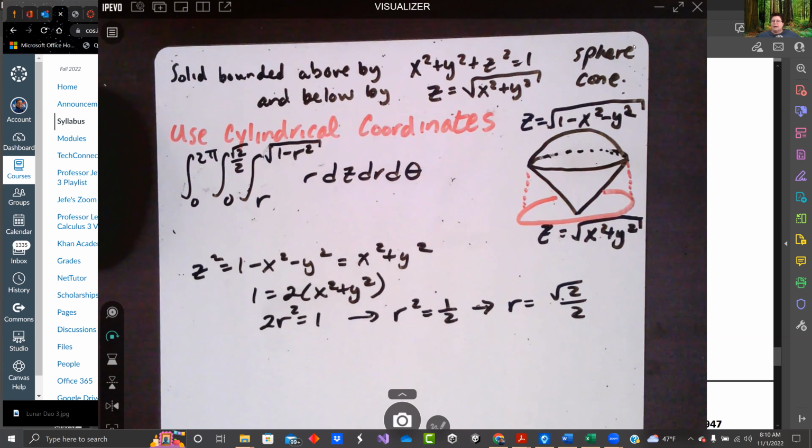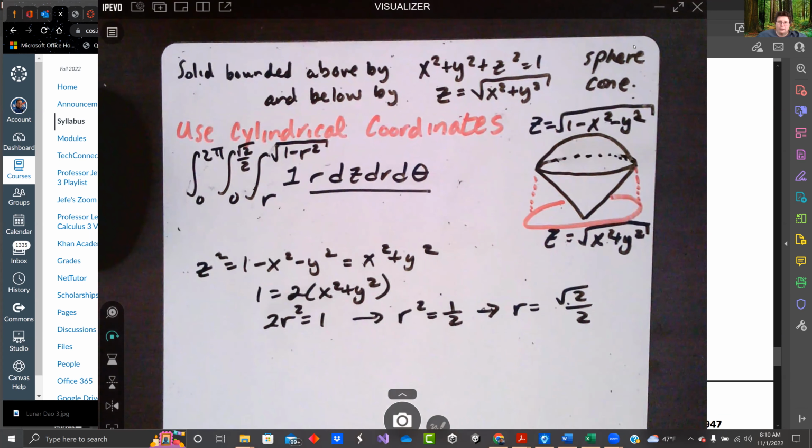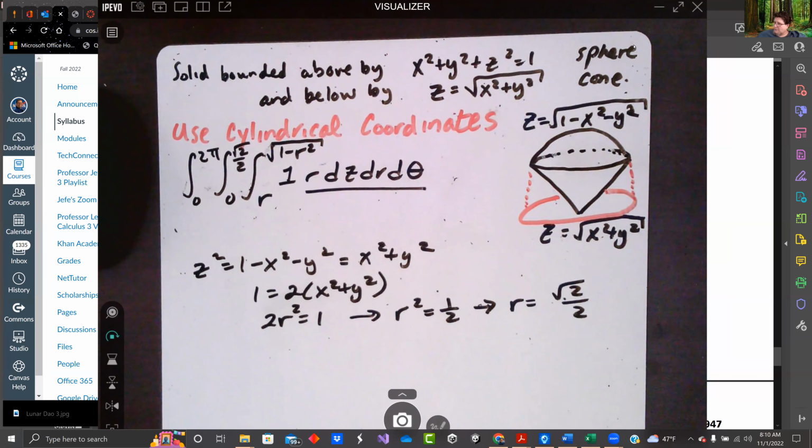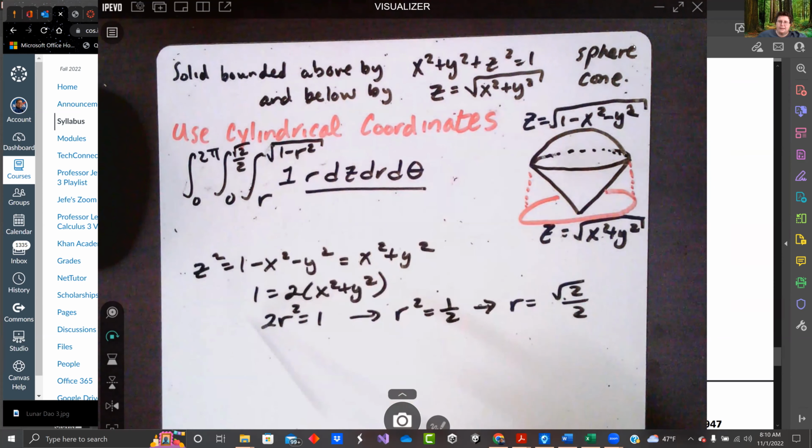We have a surface that's bounded above by the sphere x squared plus y squared plus z squared equals 1, and below by the cone z equals the square root of x squared plus y squared. We want to do this in cylindrical coordinates for the practice. So how do we go about doing it? It's a volume, so the function is going to be 1, and then we need r dz dr d theta for our differentials. So we need to figure out what we're doing for z, r, and theta.